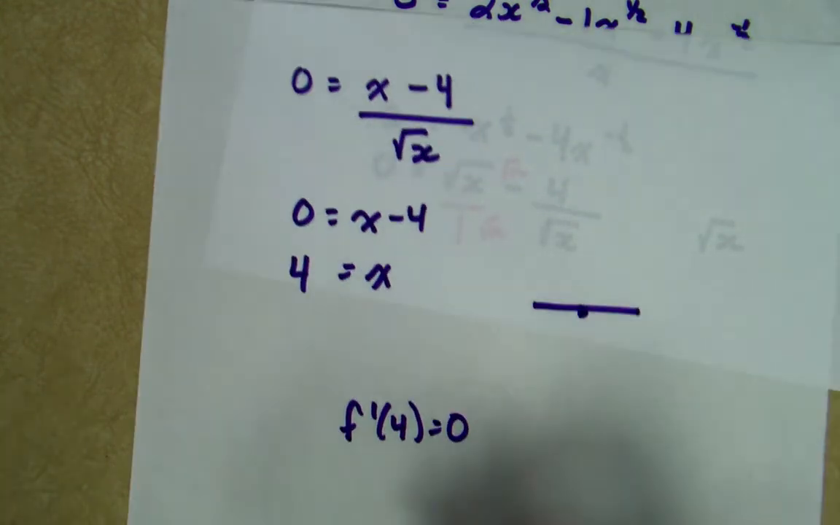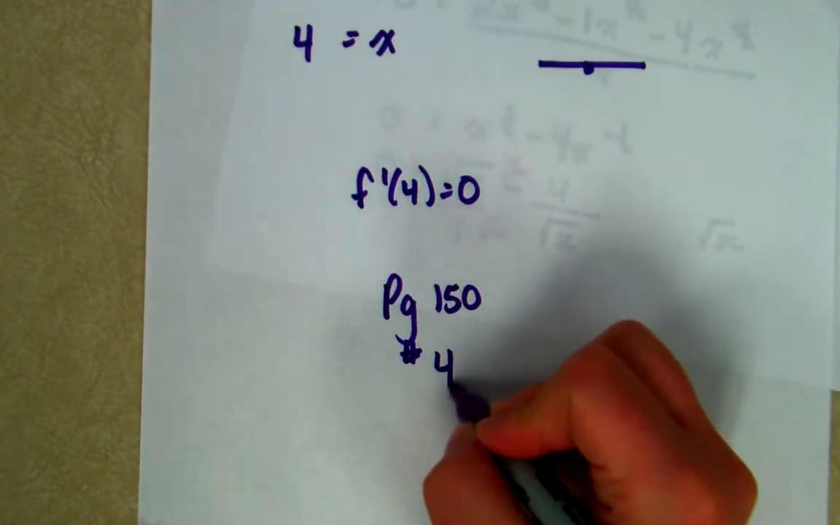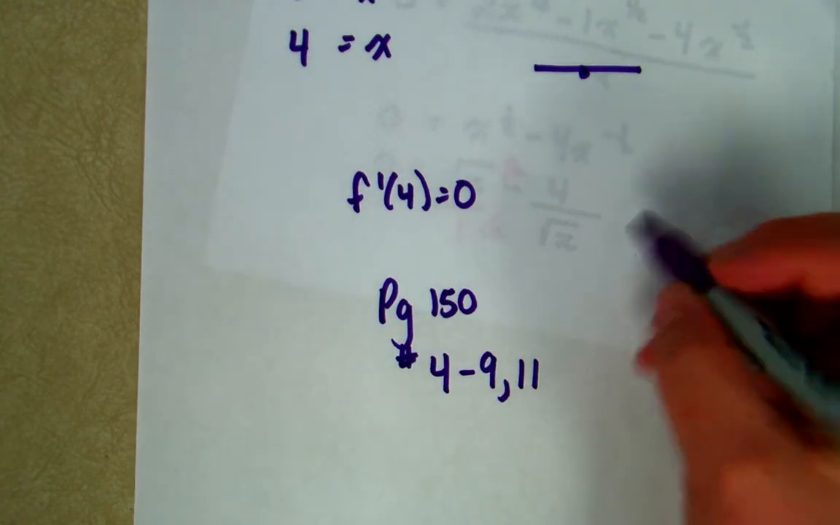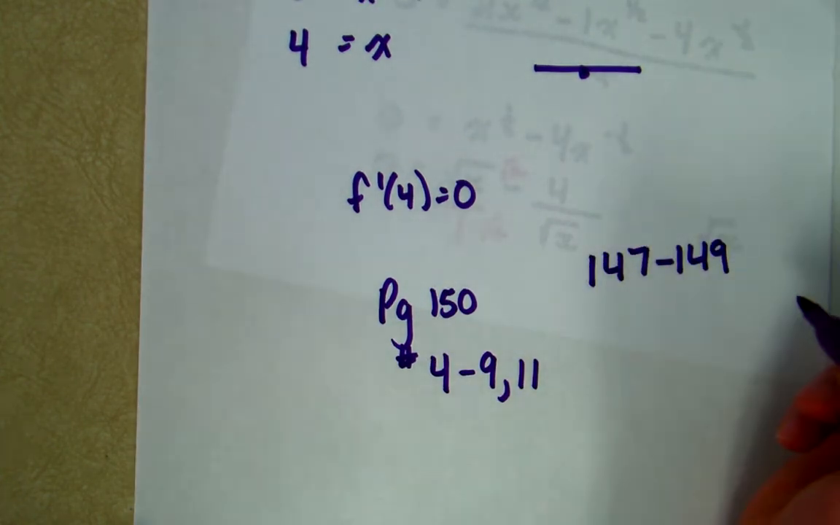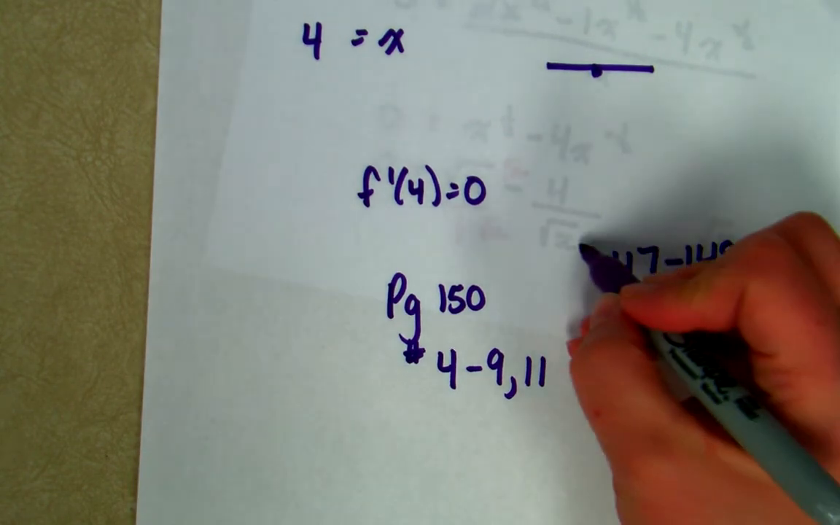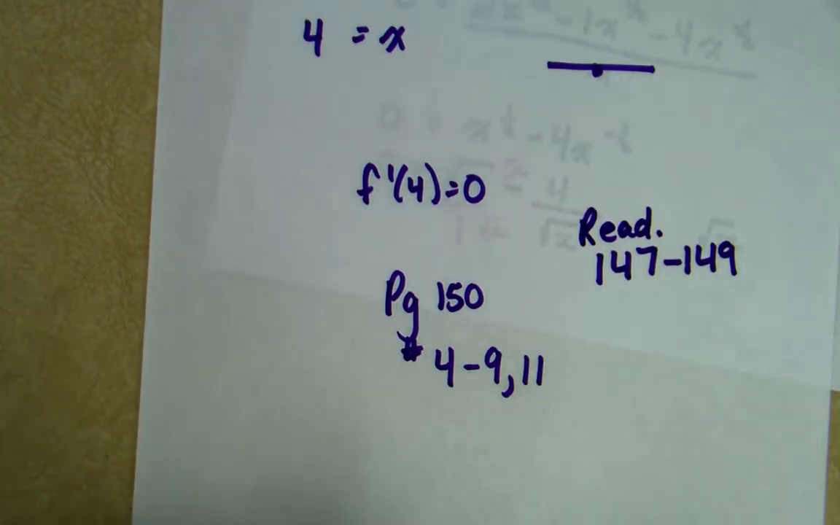So your homework is on page 150, number 4 to 9, and number 11. But also take a look at the examples and take a minute to read through page 147 to 149 because it's just a few more examples of this quotient rule.